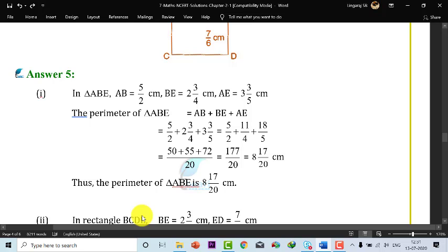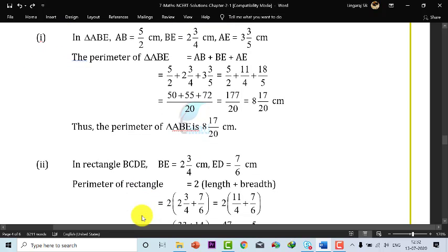So here we got 50 plus 55 plus 72 divided by 20. So 50 plus 55 is 105, 105 plus 72 is 177/20. So divide this 177 by 20, then we get 8 17/20. So that is the perimeter of the given triangle ABE, 8 17/20 centimeters.